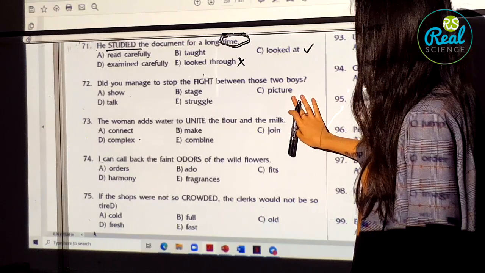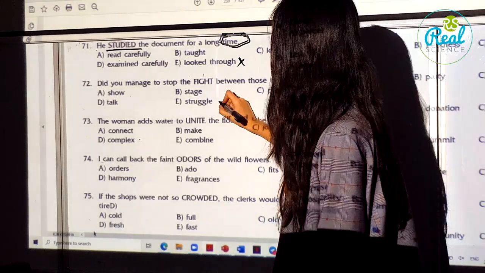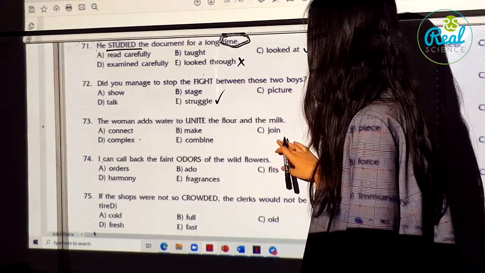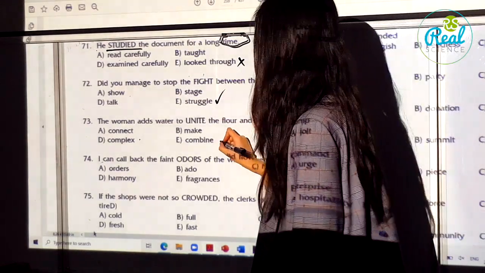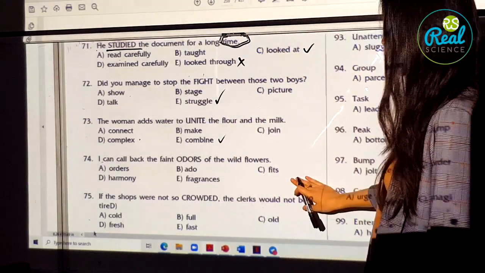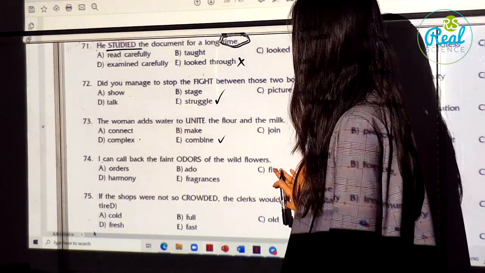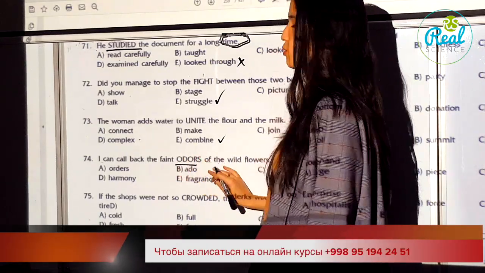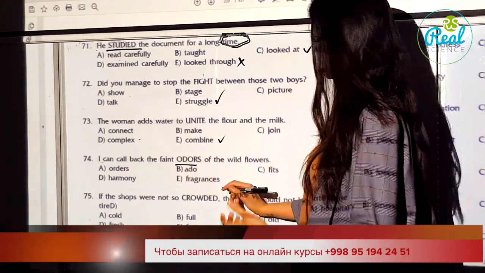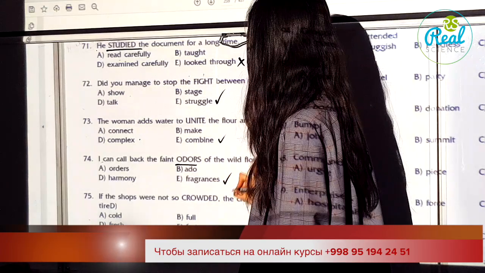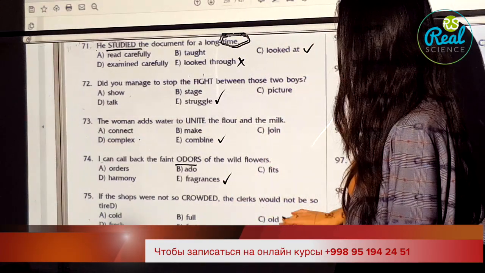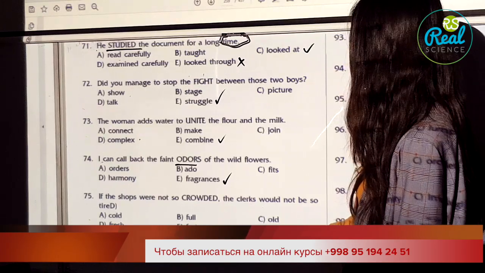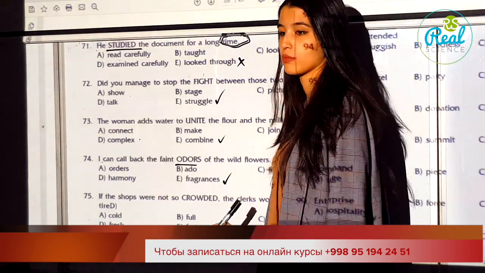Next one: did you manage to stop the fight between those two boys? Struggle. The woman adds water to unite the flour and milk. Combine. Okay. I can call back the faint odors of the wildflowers. Fragrances. What does odor mean? Yes, it's smell. Fragrances. If the shops were not so crowded, the clerks would not be so tired. Full.